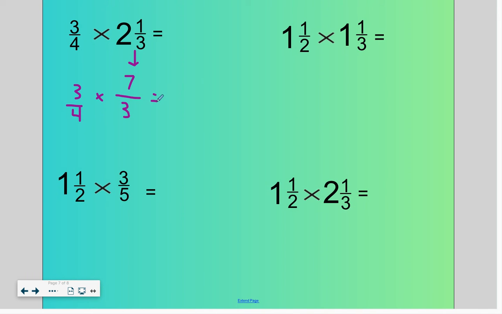This problem ends up being not so bad because we can just multiply across. 3 times 7 is 21. 4 times 3 is 12. We do need to make this into a mixed number. 12 goes into 21 one time with 9/12 left over. You could divide both the numerator here and denominator by 3 to simplify this fraction to equal 1 3/4.